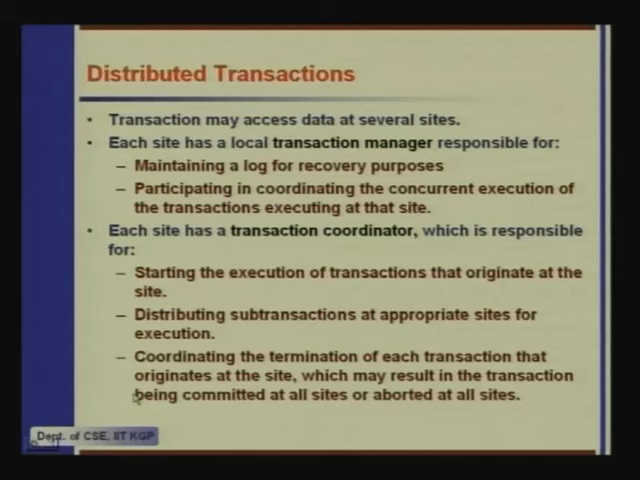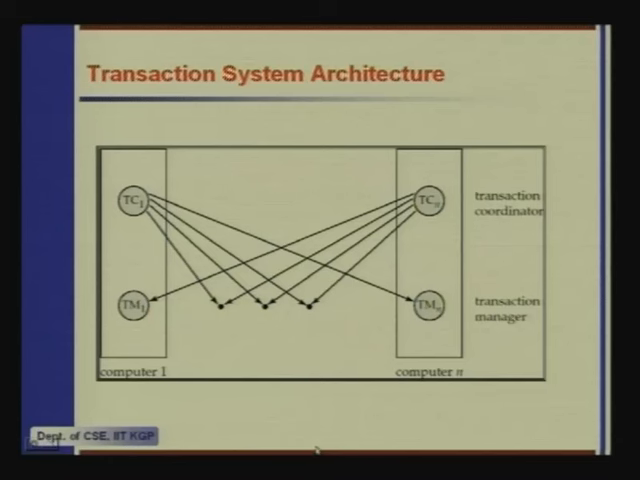Okay. So, pictorially, this is what it looks like, that for a transaction, the transaction coordinator will actually create sub transactions in various different sites, and all the sub transactions that are running at a particular site, not only for this transaction but for others as well, will be handled by the local transaction manager. Is the difference between these two clear? Yes? No? What's the doubt?